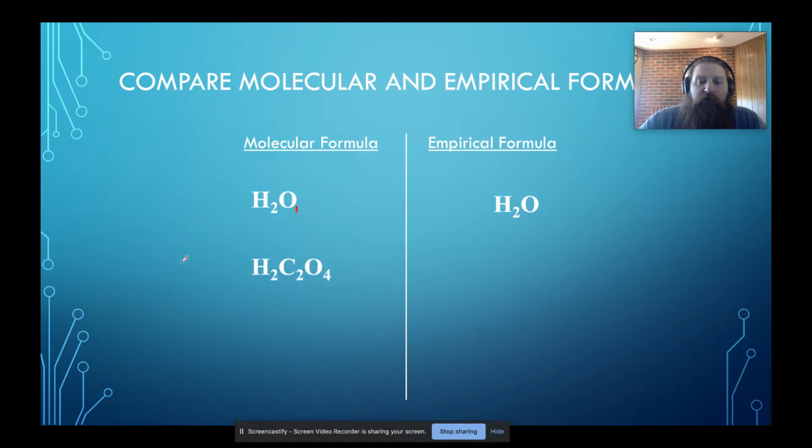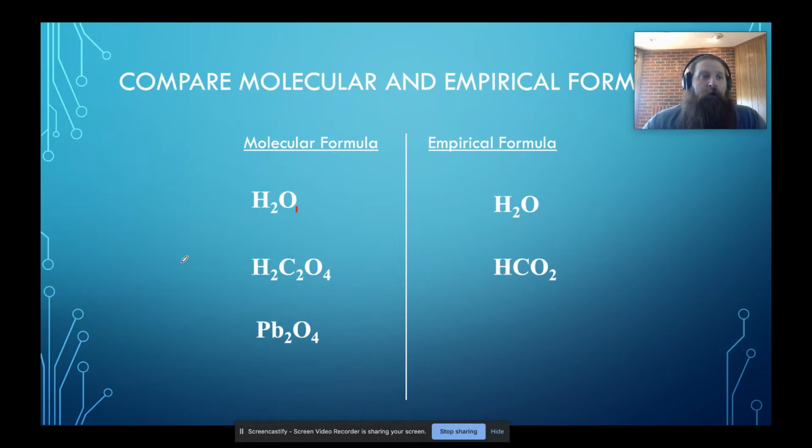If we look at H2C2O4, and I said, okay, this is the molecular formula, can we write a different empirical formula? I look at the subscripts, 2, 2, and 4, they're all even, so I know I can reduce. I can reduce by a factor of 2. So if I divide everything by 2, I find the empirical formula is HCO2.